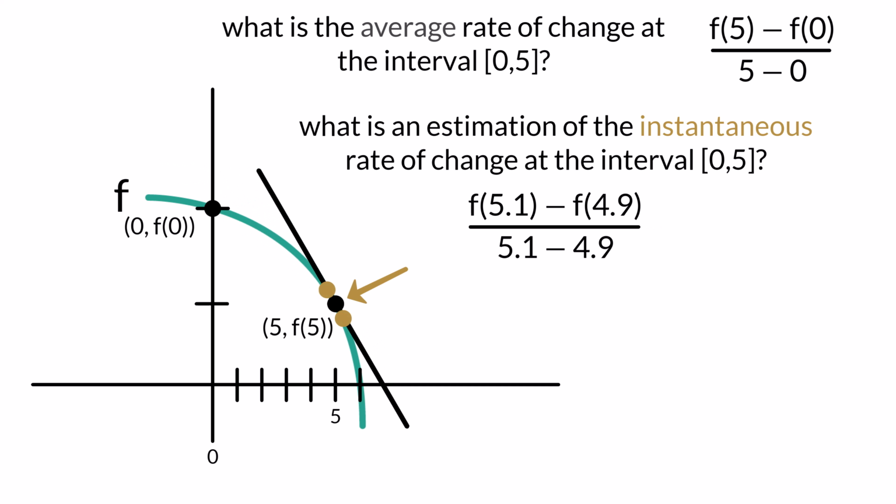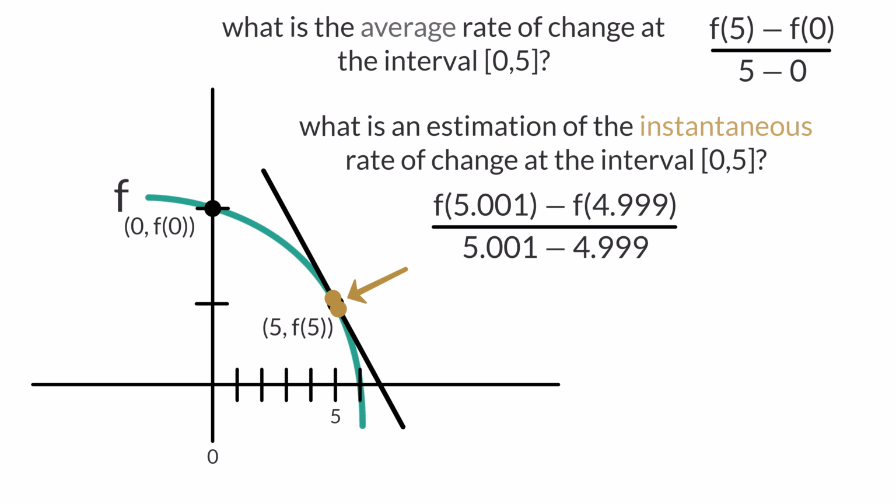over 5.1 minus 4.9. If we want an even closer approximation to the instantaneous rate of change at 5, we could use points like 5.01 and 4.99, seeing the values that the function gives and setting that up into our average rate of change formula. And even better, we could get even closer using 5.001 and 4.999, so on and so forth. You could see these averages getting very, very close to our instantaneous rate of change.